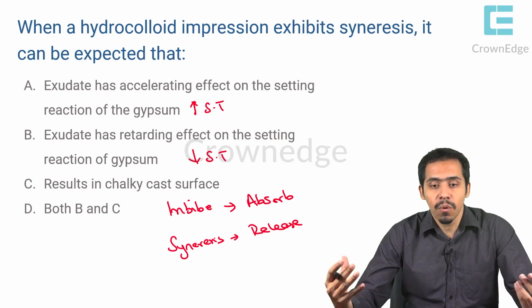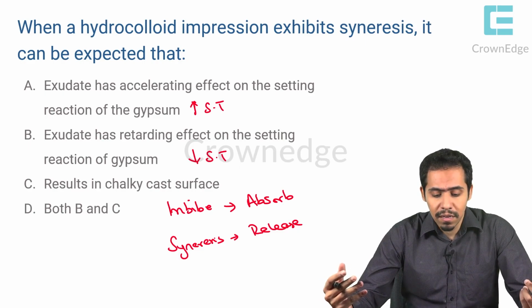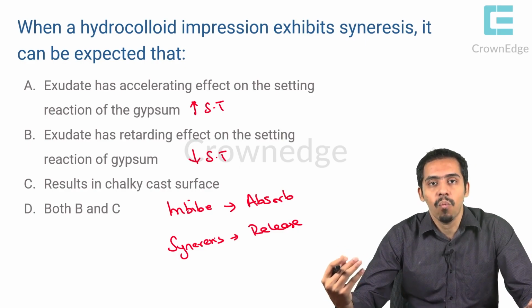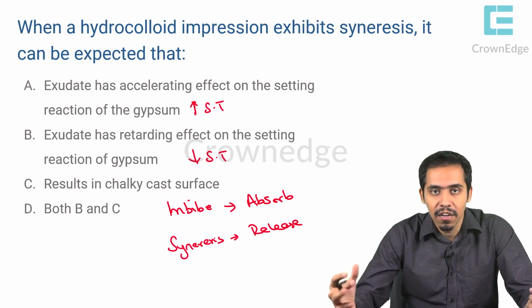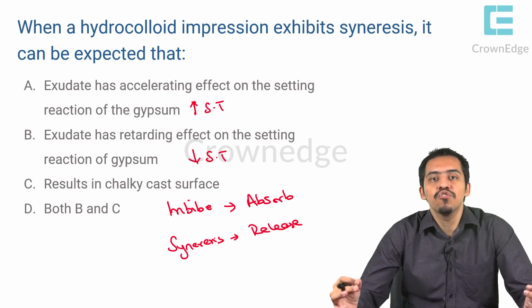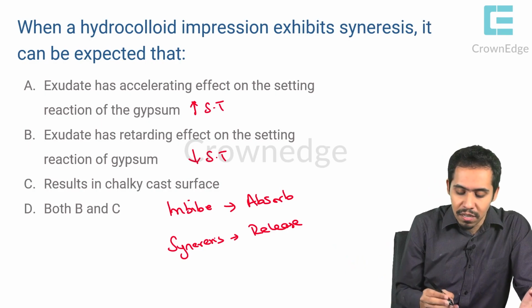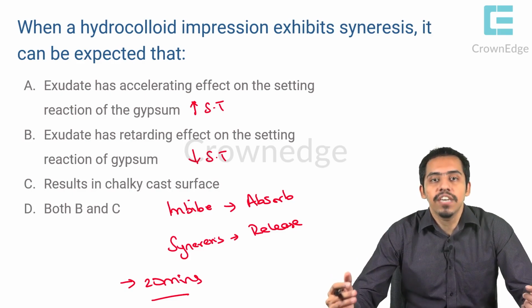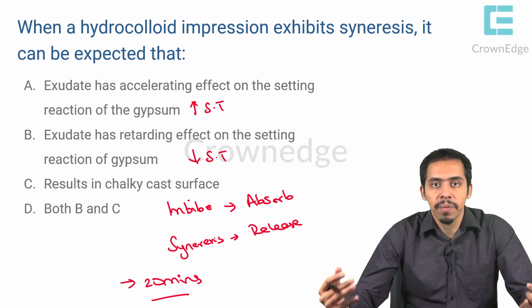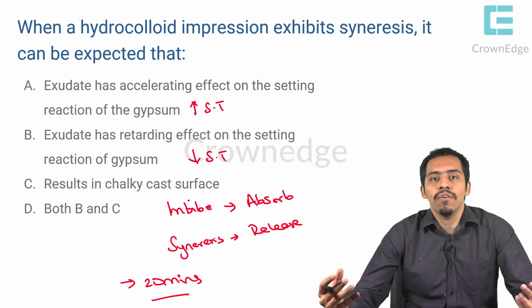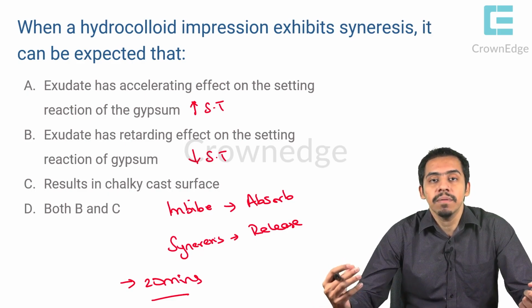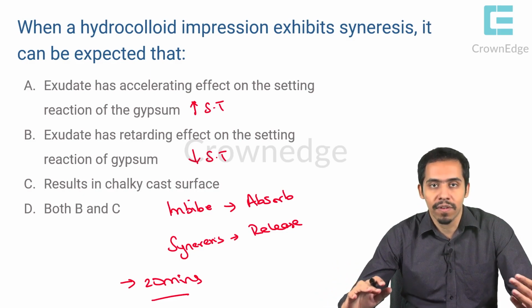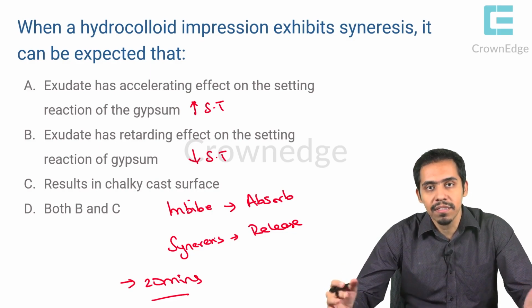Apart from that, we also have a property called syneresis, where if it's just kept in a dry environment, it keeps releasing water. So the material will shrink. Ideally, the time given by the manufacturer is 20 minutes. 20 minutes is the time in which an alginate impression material will shrink in a dry environment. So if you're taking a replica of the anatomical structures in your mouth, that impression is going to get distorted after 20 minutes. So ideally, it's supposed to be poured in 5 minutes. If not, within 20 minutes, it has to be poured.